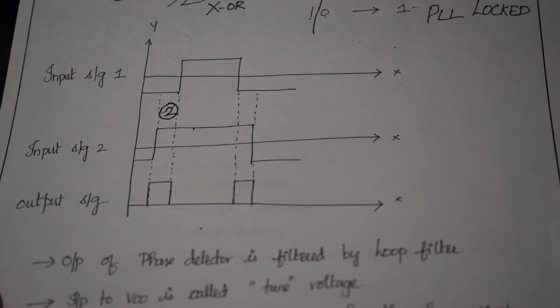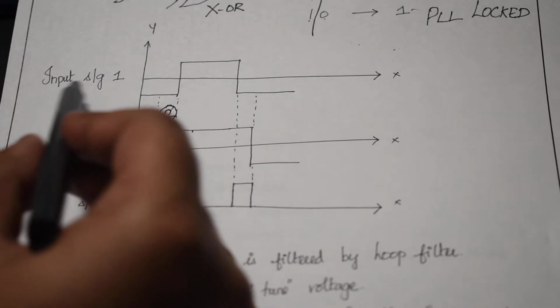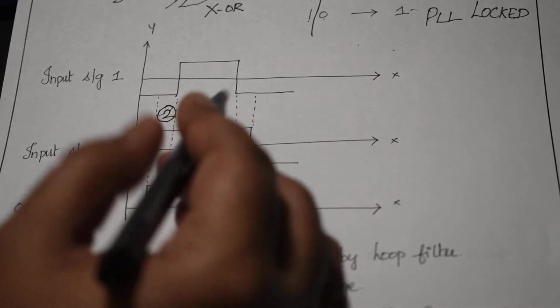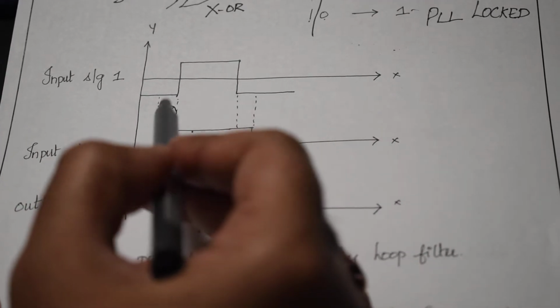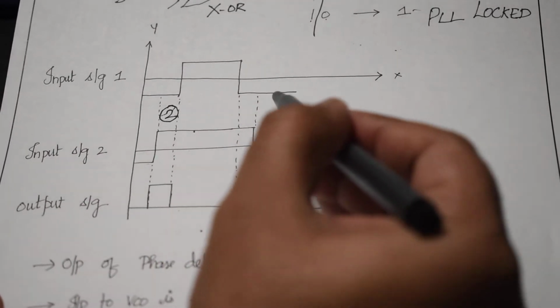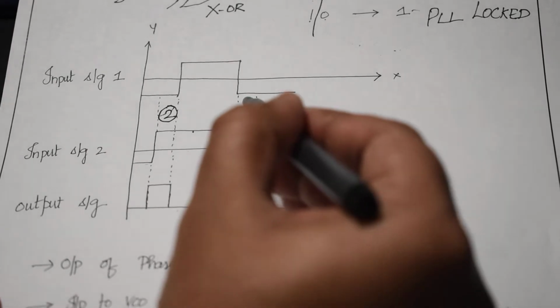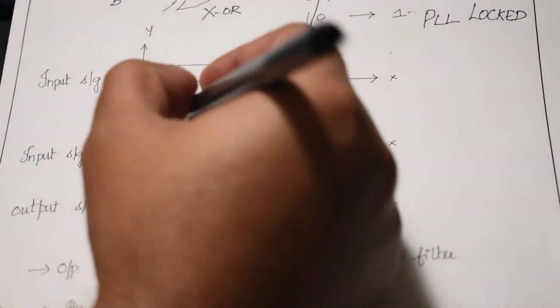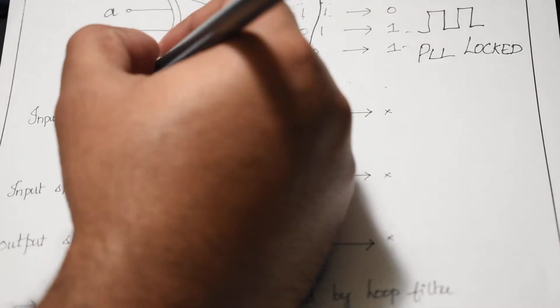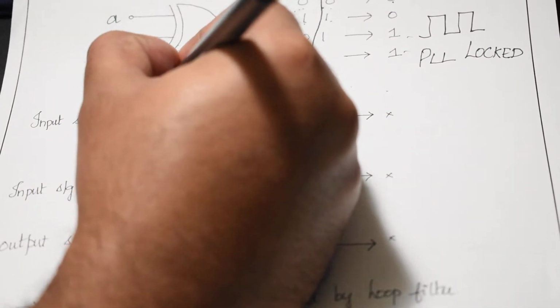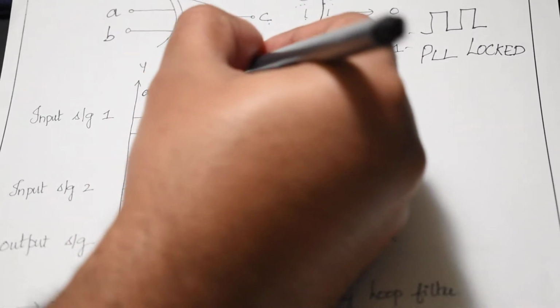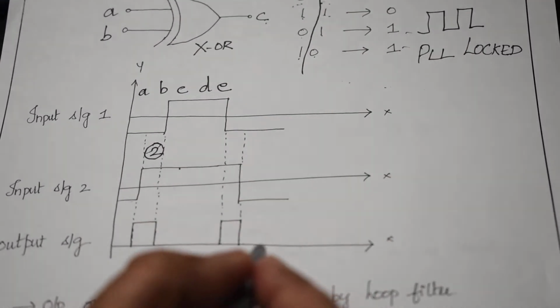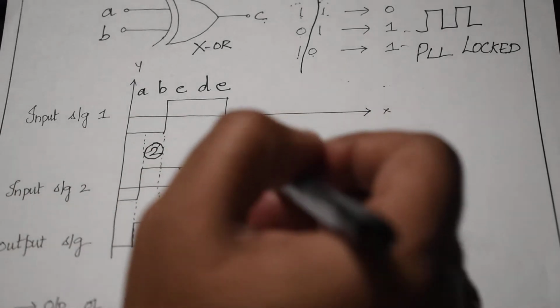So if you see this, you have two input signals, input signal 1 and input signal 2, and it goes across the time, and I have just segregated the time slots based upon these dots. So let's assume that this is time slot A, B, C, D and E for both the two signals.